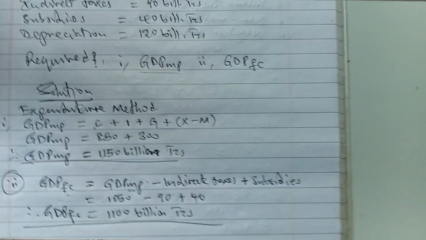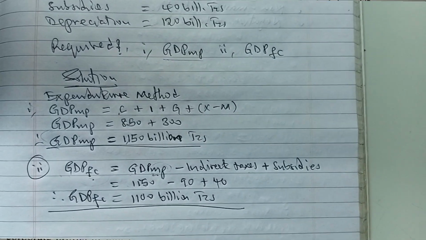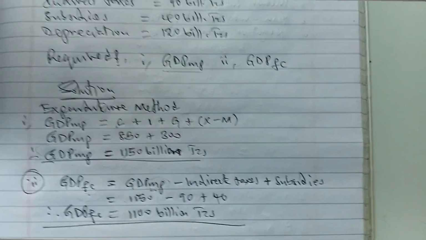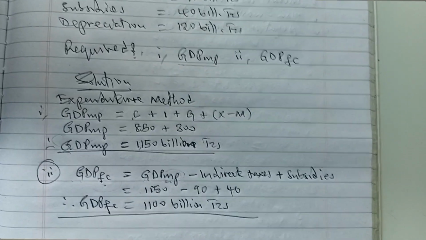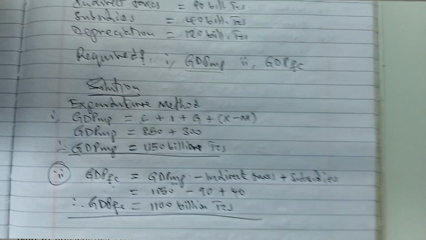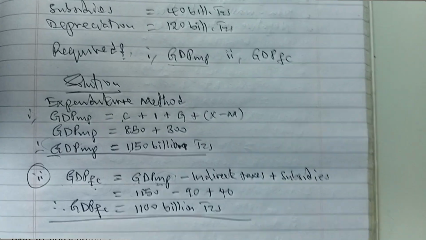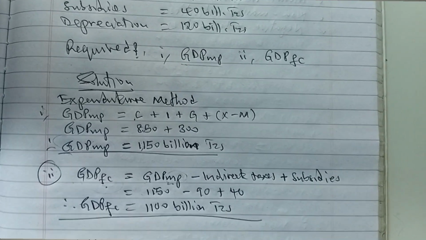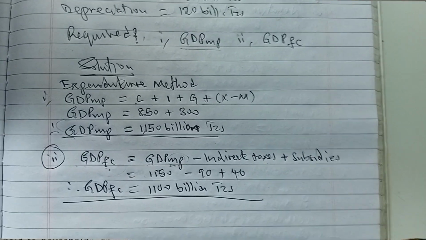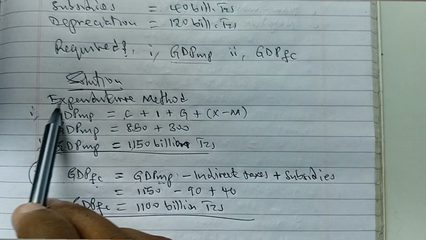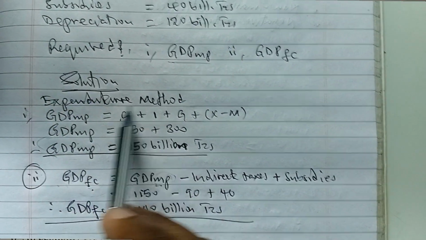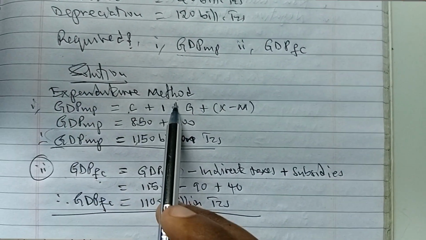So gross domestic product at factor cost is 1,100 billion Tanzania shillings. Your calculation will be done under question number 5. That is what you should consider when you are solving this question. You should consider which method is applicable under this question. We have seen the method applicable under this question is the expenditure method.